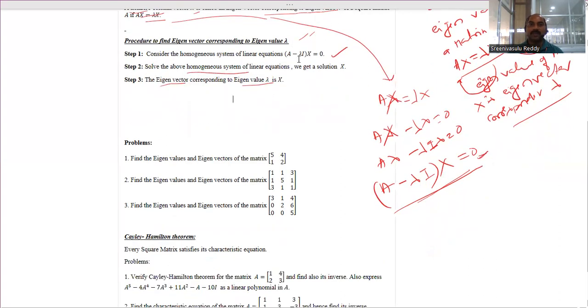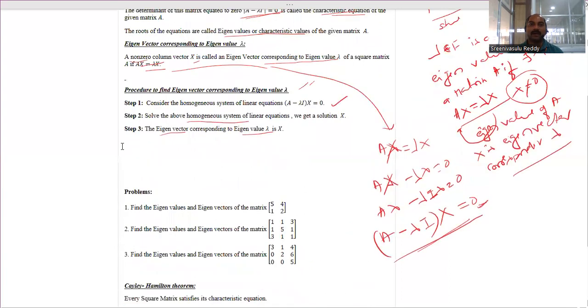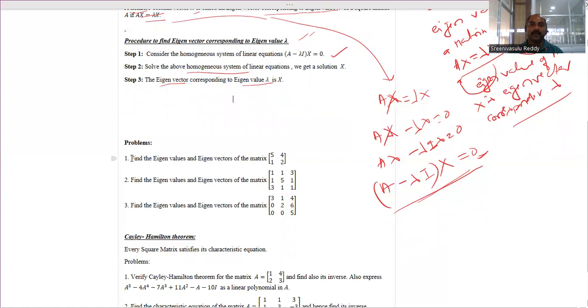First step is (A minus lambda I) into x equal to 0. We get a system of homogeneous equations. Solving the system of homogeneous equations by using yesterday's class procedures, we get an x vector. The corresponding x vector is called an eigenvector corresponding to eigenvalue lambda. This is the procedure.